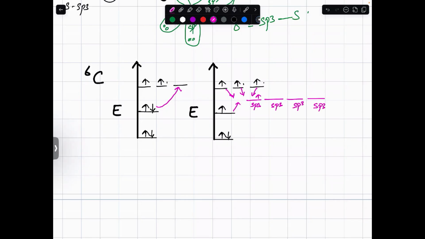4sp3. So now the carbon in this form has 1sp3, 2sp3, 3sp3, and 4sp3. Now it can make 4. This is sp3, sp3, sp3. Now it can make 4 equivalent bonds.